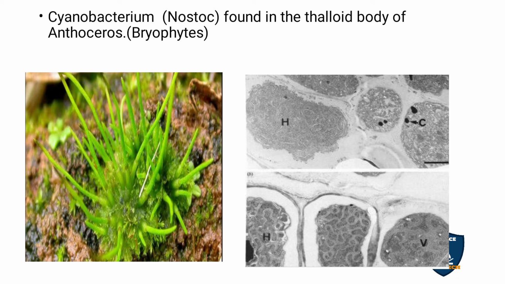Cyanobacterium Nostoc is found in the thallus, the thalloid body, of Anthoceros. So this is an Anthoceros. In the thallus you can see the Nostoc here. This is the Nostoc structure. So this can be seen in the thallus of Anthoceros. Anthoceros is a bryophyte.